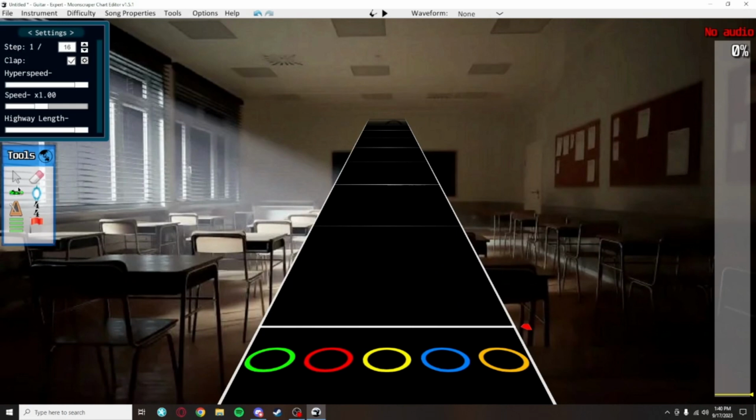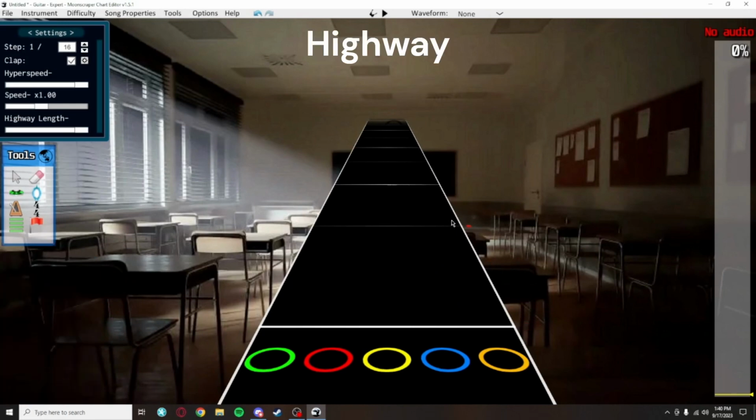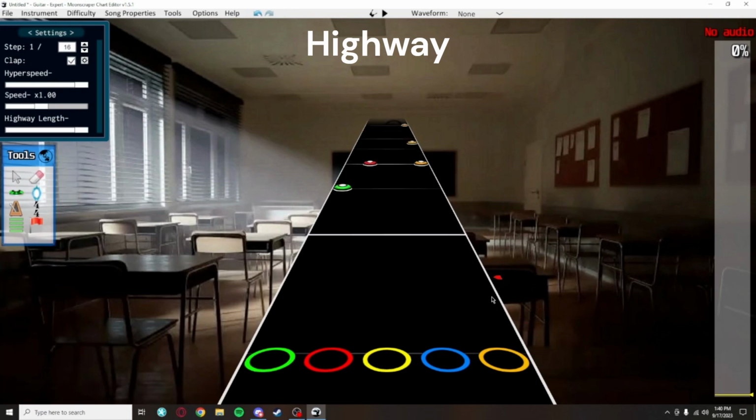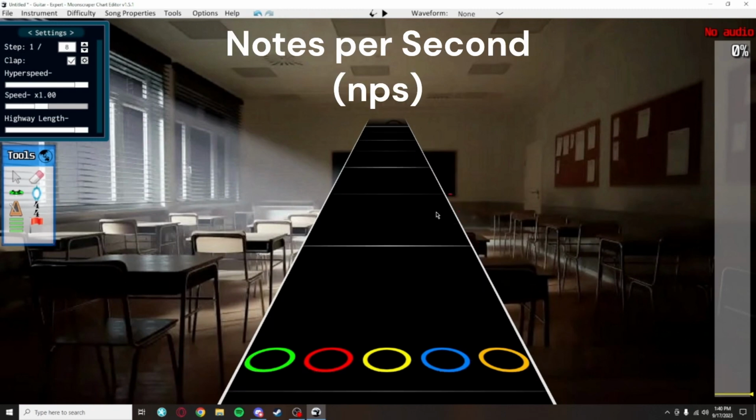Alright, now let's talk about terms actually just related to charting. This entire thing right here that we actually place the notes on, this is called the highway. Beatlines is just all of these white lines. Then we have notes per second.